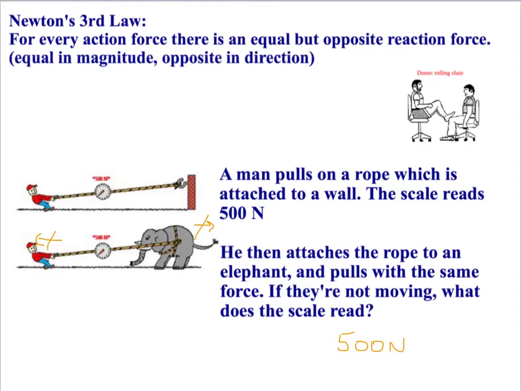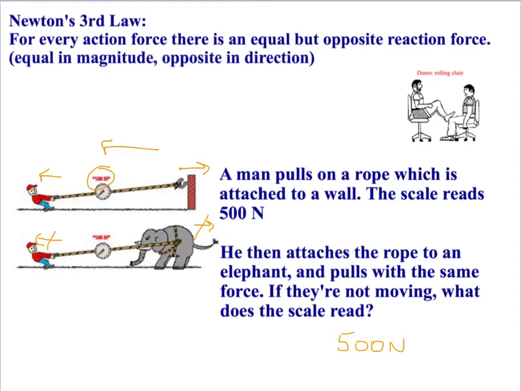But let's think about what's going on in the first diagram. Usually the first diagram makes sense to people. He pulls with 500 newtons this way. The scale reads 500 newtons. What's going on over here, though? The reason the rope is not moving this way is because right here the wall is pulling back with 500 newtons. This is true by Newton's third law.